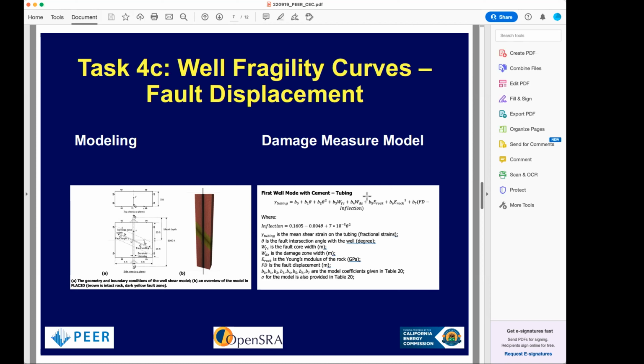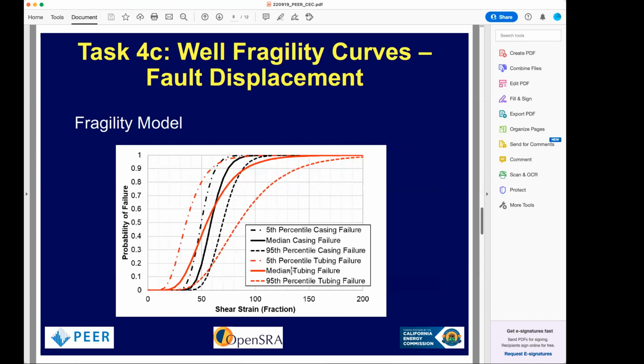I've learned a lot about natural gas storage facilities over the last few years. I'm an engineering seismologist by training. This was not my wheelhouse, but I'm picking it up. So in this case, the user would only need to input information about the Young's modulus of the rock, if you know anything about that. And then the rest is just a function of the inputs from the fault displacement that's occurring.